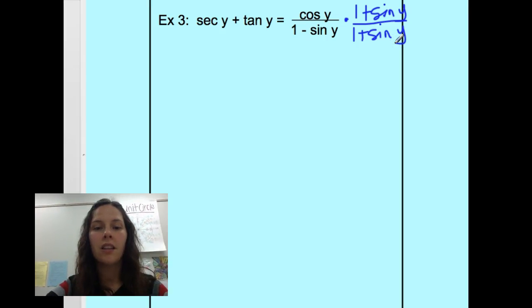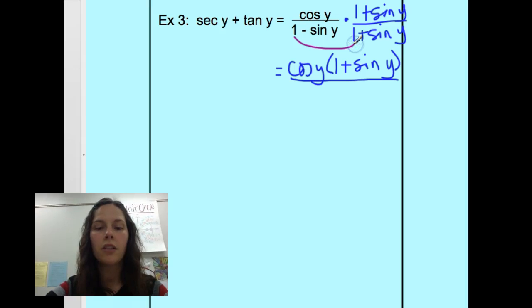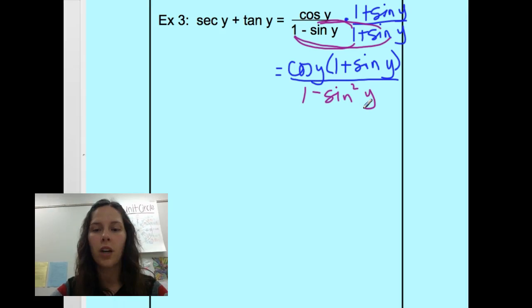In the denominator, I'm going to leave the numerator in factored form until I determine whether or not I want to distribute. Remember when you multiply conjugates, you multiply your first term, so 1 times 1 gives me 1. But when you multiply those inside terms, we get positive sine y minus sine y, which will cancel, and negative sine times positive sine gives us negative sine squared. Again, hopefully you recognize that as a Pythagorean identity. Sine squared plus cosine squared equals 1. So if we were going to rearrange that, our denominator equals cosine squared.